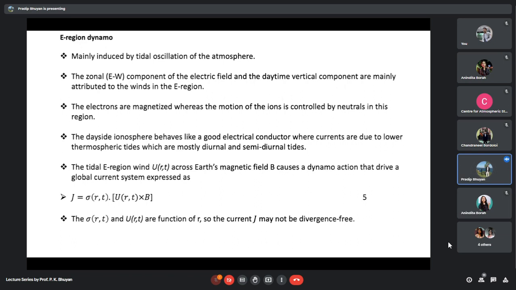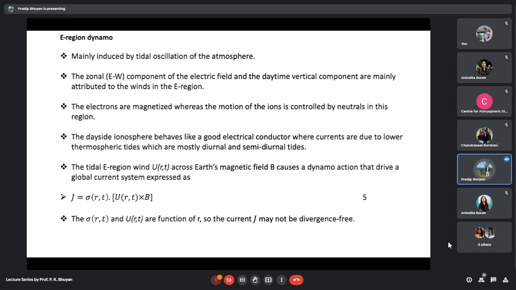So this zonal component of the electric field, if the electric field is not exactly east-west, say at some angle to east-west or some angle to north-south, then it will have a component. And the daytime vertical component of the electric field also will be mainly controlled by the winds in the E region. As we have already said, the electrons are magnetized, but the motion of ions is controlled by neutrals in the E region.